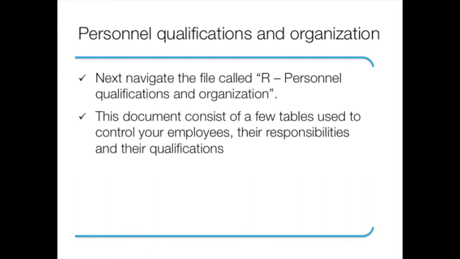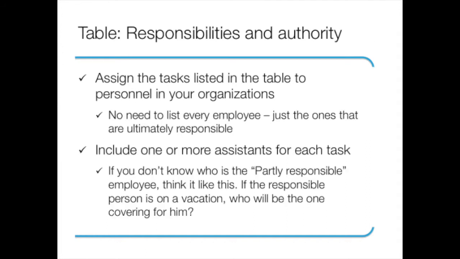This document consists of 4 different tables that are: 1. The table for employees' responsibilities and authority. 2. The table for employees' qualifications and experience. 3. The table for your subcontractors. And 4. The table for welding coordinators. The first table, Responsibilities and Authority, is used to assign employees responsibilities and authority.